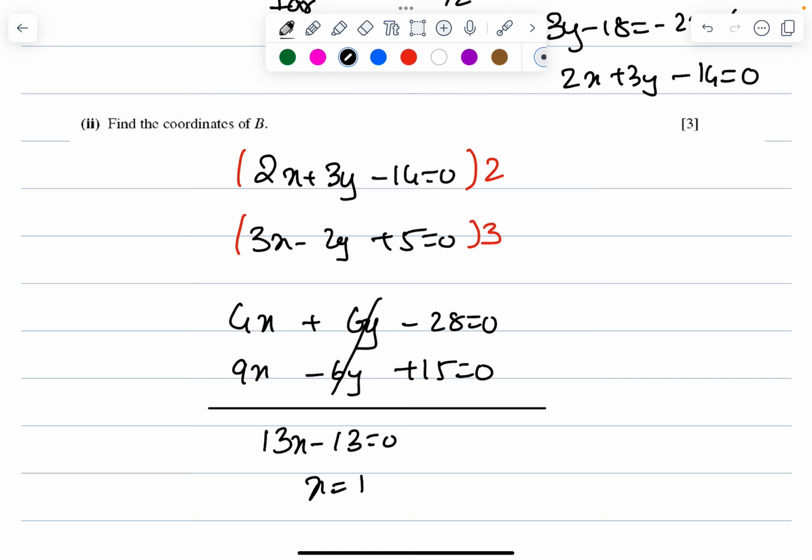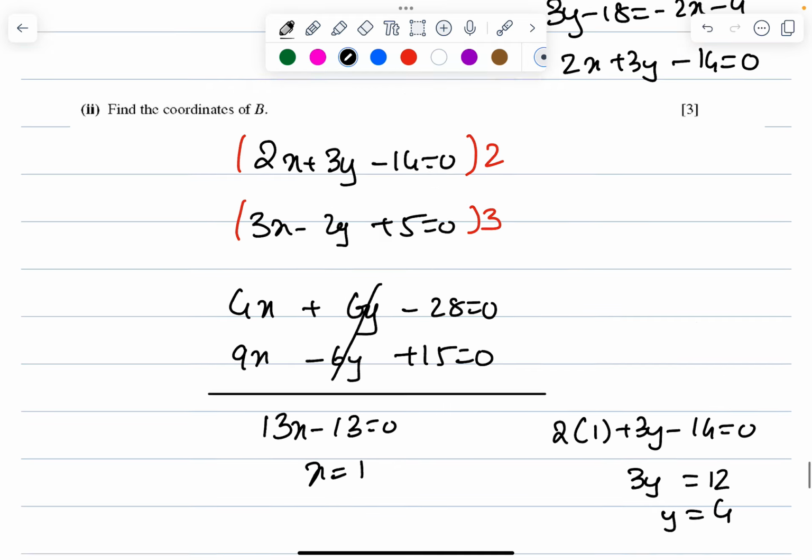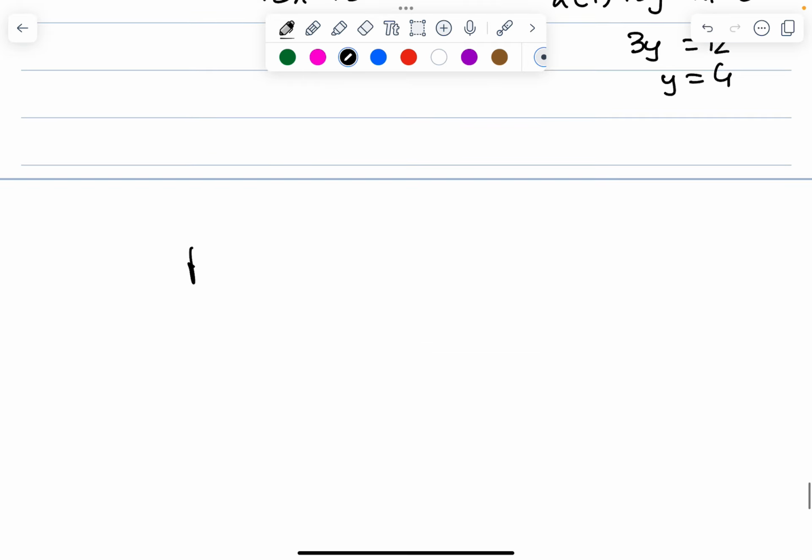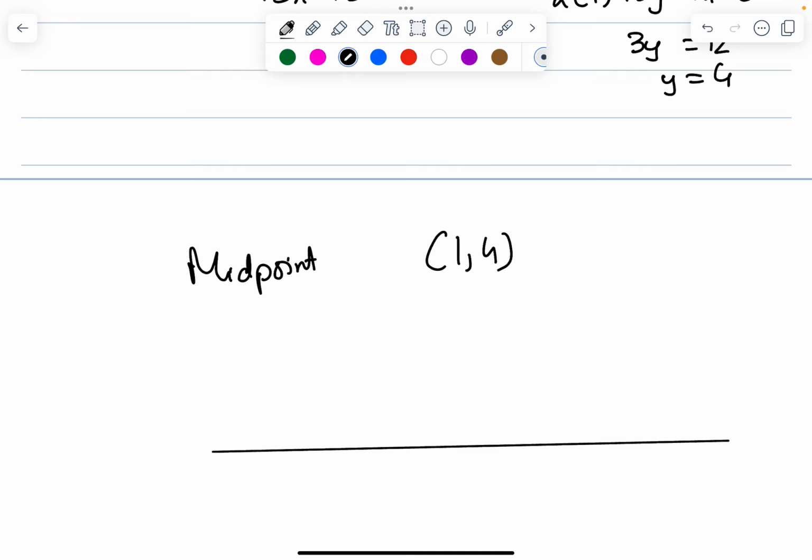So x equals to 1. Plug in x equals to 1. 2 times 1 plus 3y minus 14 equals to 0. 3y equals to 12. Y equals to 4. So what's going to be the midpoint? The midpoint is 1, 4. This was the line AB.